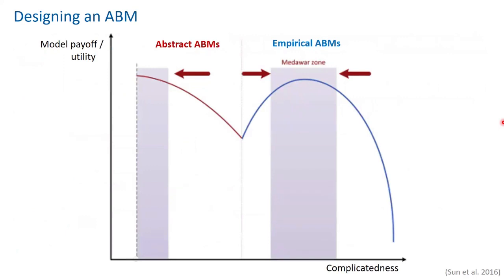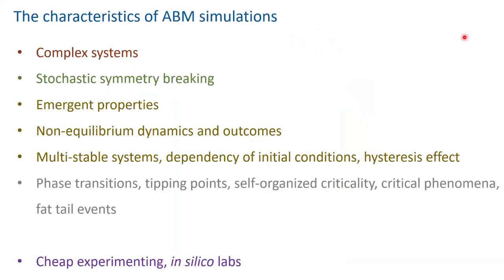If you're building an agent-based model, you can aim for two things: abstract ABMs, which are basically very simple ABMs, but still they can capture very essential mechanisms or patterns. Or you can have empirical ABMs, which are much more complicated and complex. Probably you will need some data to validate them or to narrow down the possible parameter combinations. So these are more complex but more realistic ABMs.